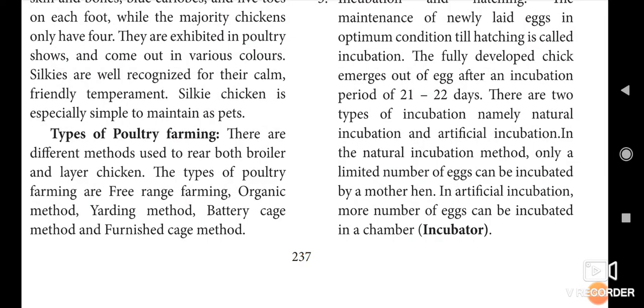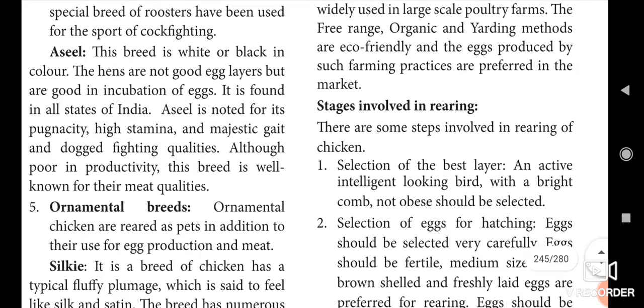Next we see about the types of poultry farming. There are different methods used to rear both broiler and layer chicken. What are they? Free range farming, organic method, yarding method, battery cage method and furnished cage method.